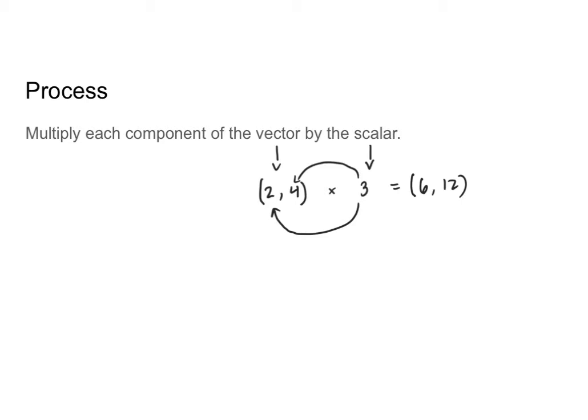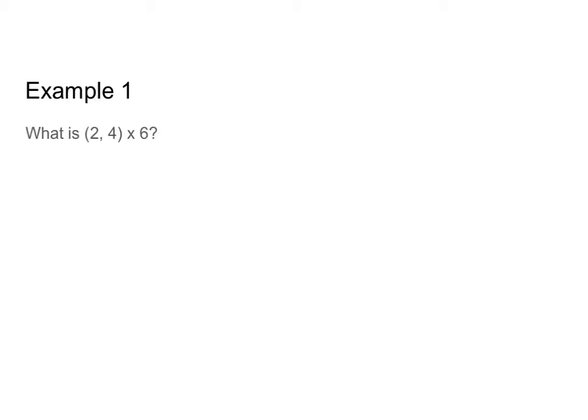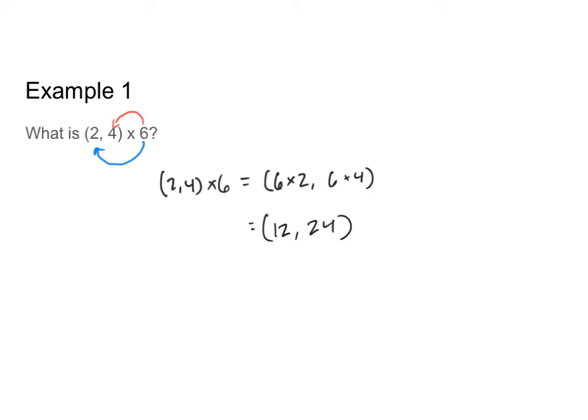So let's go ahead and do a couple of examples and make sure that you understand this fully. So example 1, what is 2, 4 times 6? So again, we're going to multiply 2 by 6, and we're going to multiply 4 by 6. And what we'll get is 2, 4 times 6 is equal to 6 times 2, comma, 6 times 4, or doing all of that math, 12, 24.